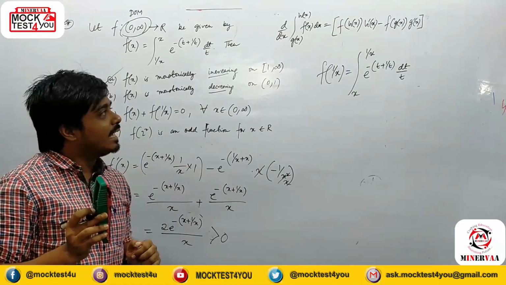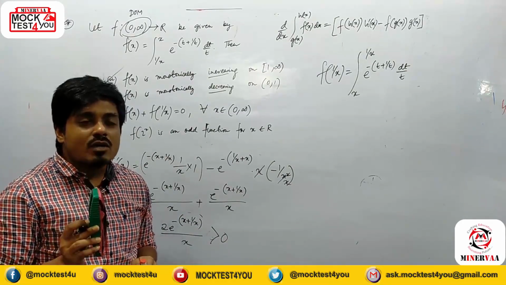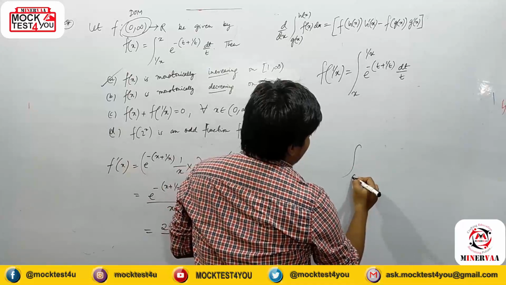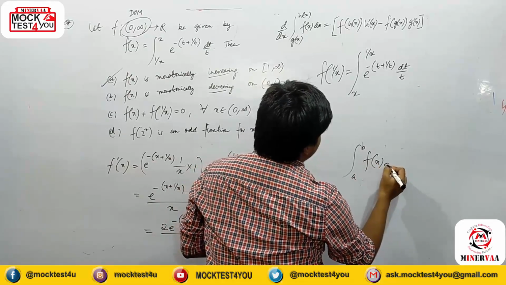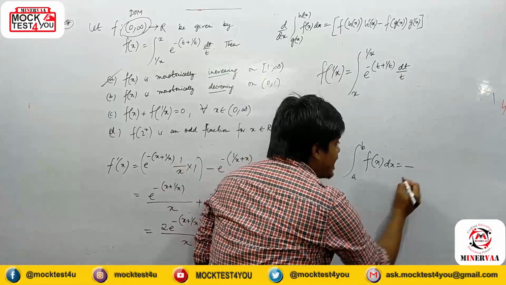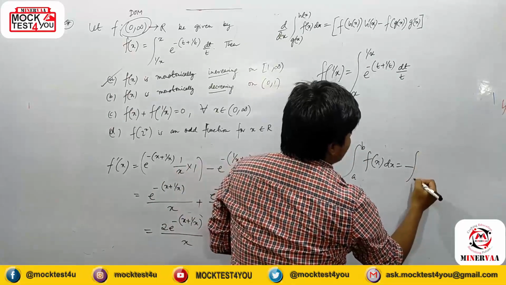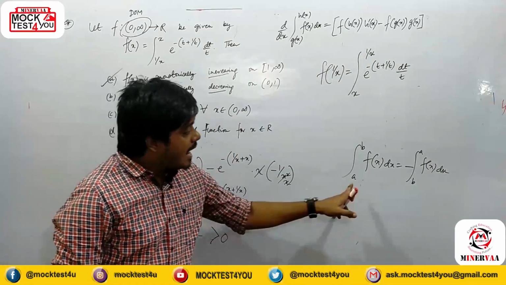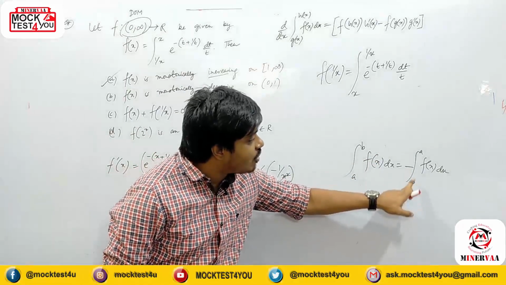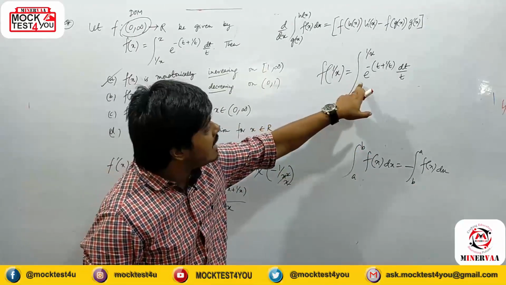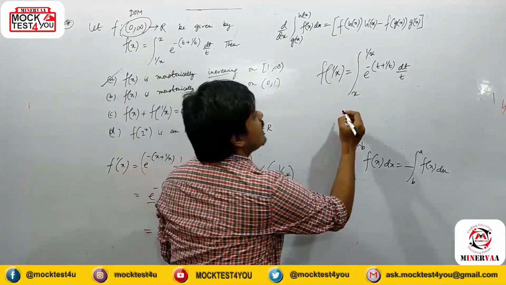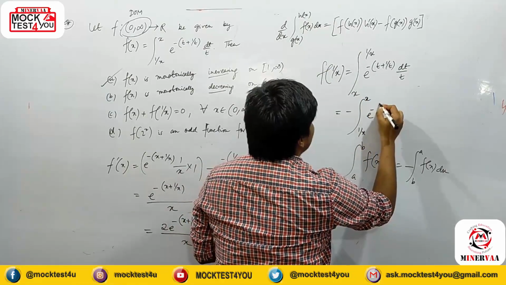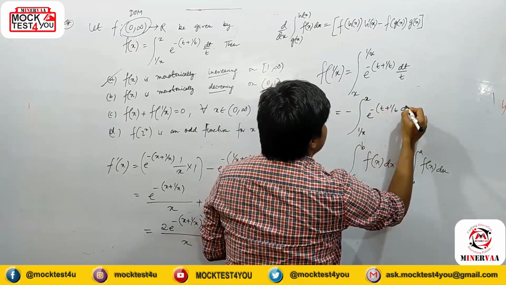Now I will tell you one thing. I hope you guys remember, there was one property of definite integral. What was that property? If I have integral a to b f(x) dx, it is equal to minus of, I will interchange this one, b to a f(x) dx. Understood? Can I do the same interchange in here? Let's do it. Yes, I can do it. So minus of 1 by x to x, e to the power minus t plus 1 by t dt.